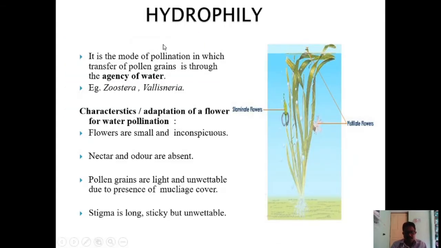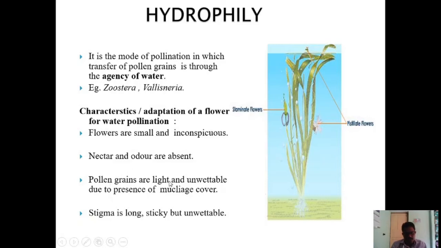And hydrophily, the next important type of cross pollination, that is transfer of pollen grains by water. The agency is water here. The classical examples are Zostera and Vallisneria. What are the characteristics or adaptations of a flower for water pollination? Flowers are very small and inconspicuous, meaning very small, not visible. Nectar and odor are absent. Again, it is not needed.